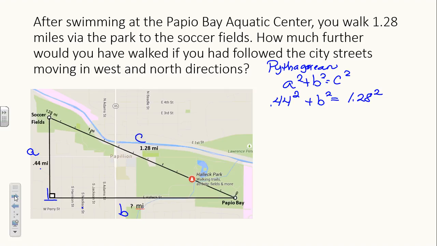All right, so here we go. 0.44 squared. Okay, plug it in. And there should be a squared button on your calculator. It is 0.1936. And b squared we're just going to rewrite, and then we have to take 1.28 and square that. So 1.6384.